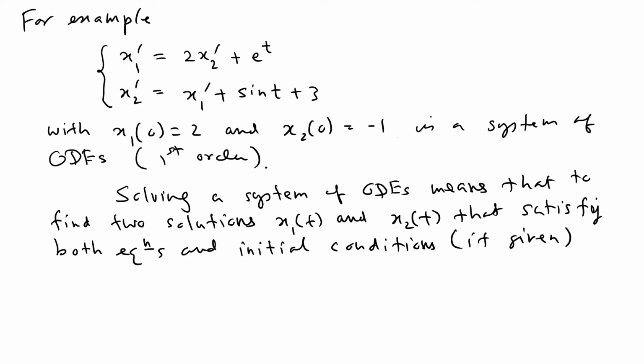So if the initial conditions are not given, we can find a general solution. So how to do it? To do that, we need to solve two equations simultaneously.